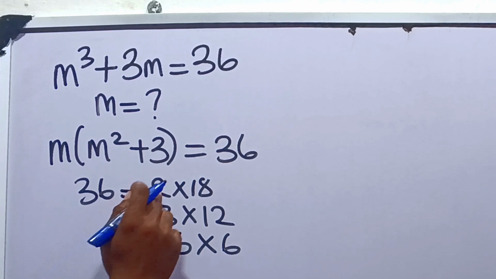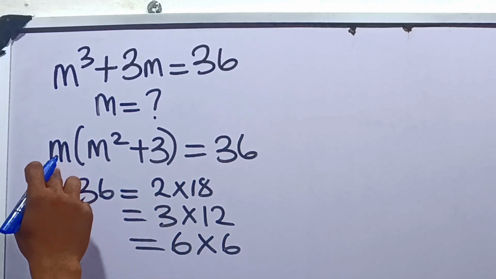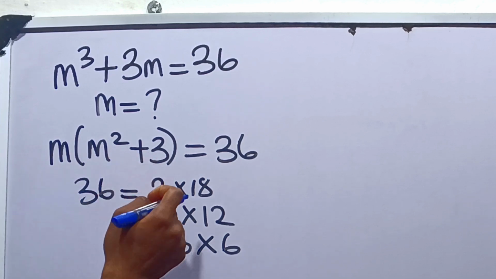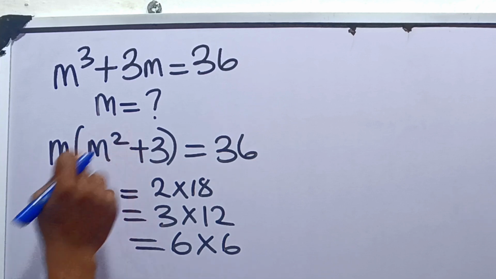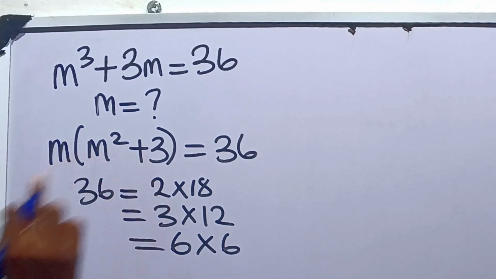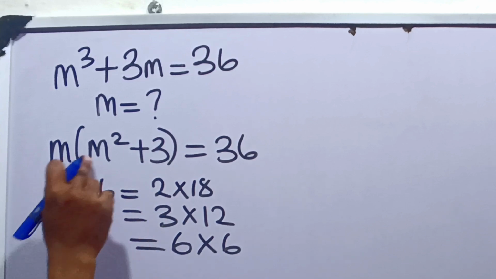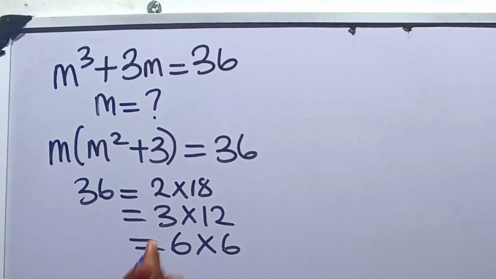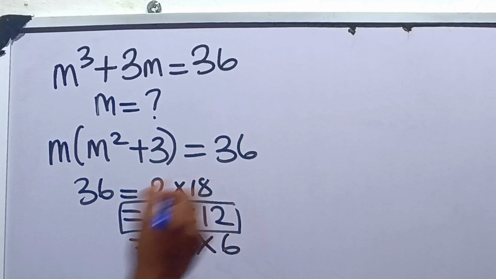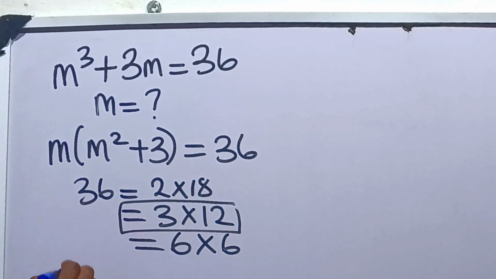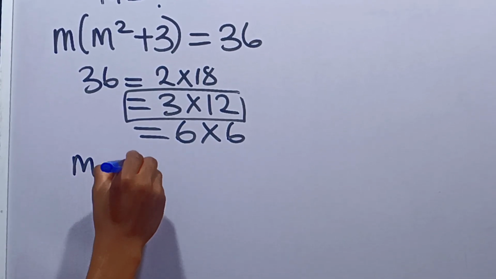Now, when m is 2, okay, because this should be lower than this. So if m is 2, this becomes 2 squared, which is 4. 4 plus 3 is 7, and 7 is not equal to 18. When m is 3, we have 3 squared, 9, 9 plus 3 is 12. Hence, this is what we are looking for. So we can conclude from here that m is equal to 3.